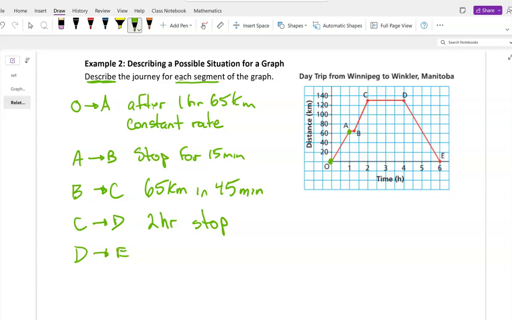This is a trip back home. What's happening? The 130 kilometers that I have to travel, this distance, it took 2 hours. So travel 130 kilometers back to Winnipeg in 2 hours. Okay, for sure, I'm going to get you to do that on a test. I'll give you a scenario like that and you have to describe it.